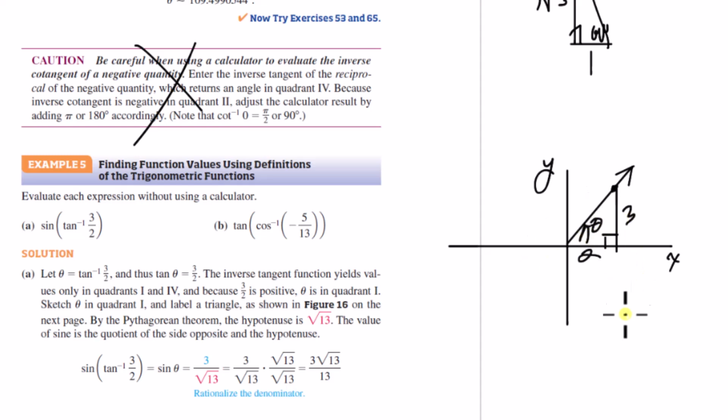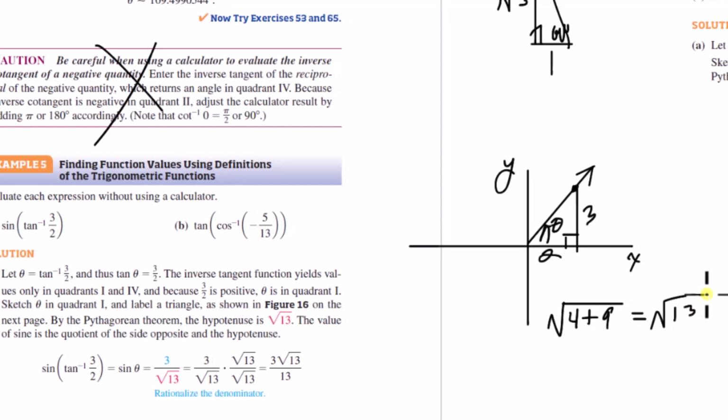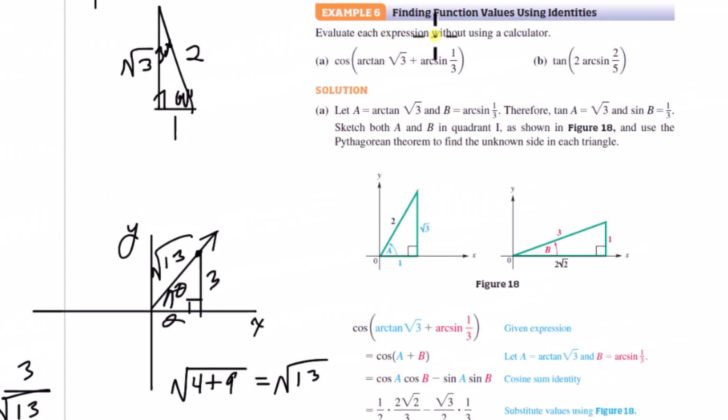Well, we can get the hypotenuse here. 2 squared is 4, 3 squared is 9. You take the square root of that, so this is root 13. Opposite over hypotenuse: 3 over root 13. And they rationalize that: 3 root 13 over 13. There you go. And they do another problem similar to that, and we're going to work more example problems like that. Okay, finding function values using identities.